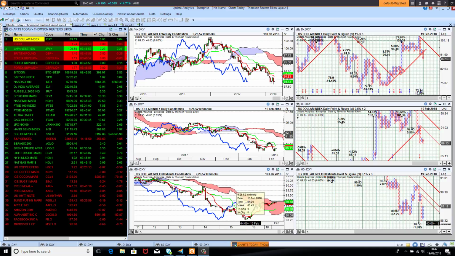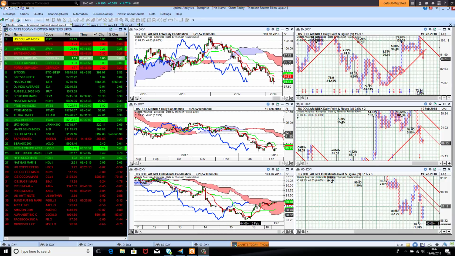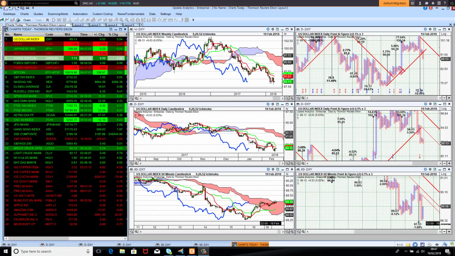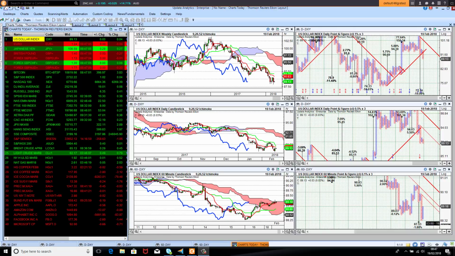And we start, as always, by looking at the dollar index. Dollar recovering somewhat the last couple of days, so we are just seeing the short-term cloud being tested from below, but we're still very bearish on these charts.